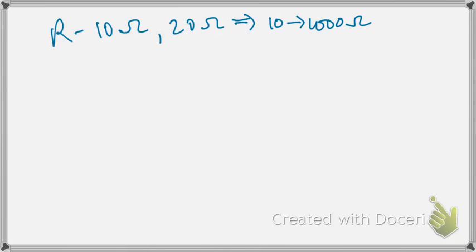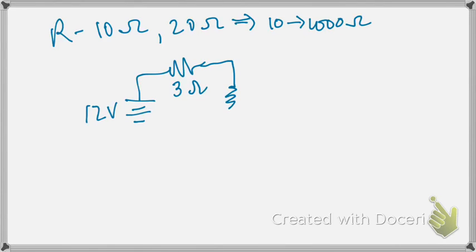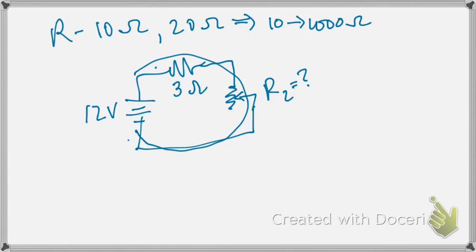Question says, at what value must the variable resistor be set to produce a current of 1 amp through R1? So if I redraw this, you have 12 volts here, you have 3 ohms that's known here, you have this variable resistor. It just means this R2 could be anything. But what doesn't change is this is a single loop, so it's a series circuit. So R total is R1 plus R2. So it's 3 plus whatever our variable resistor is.